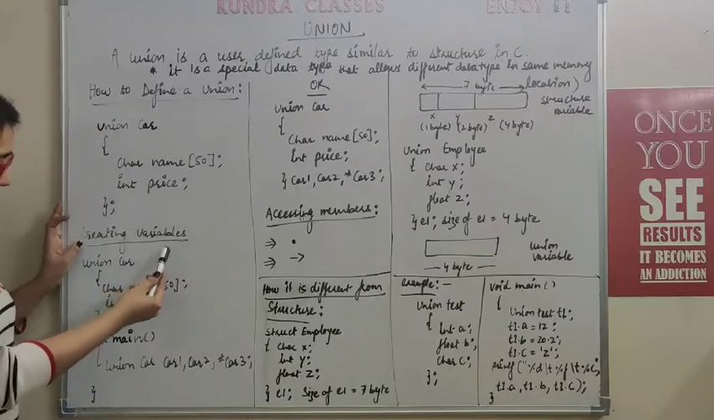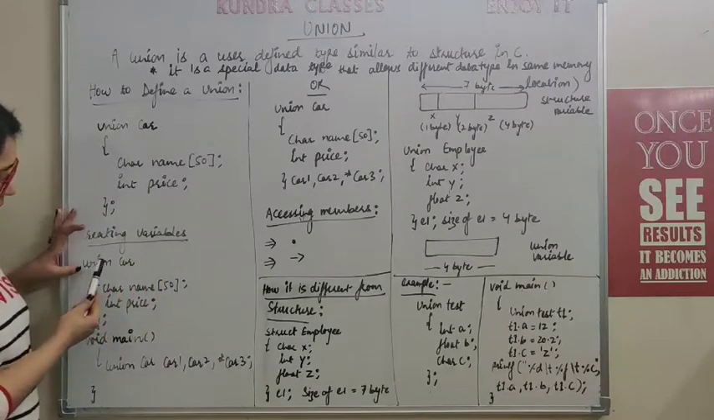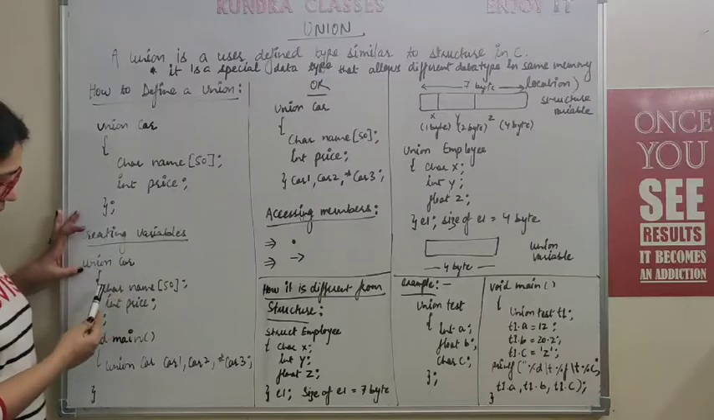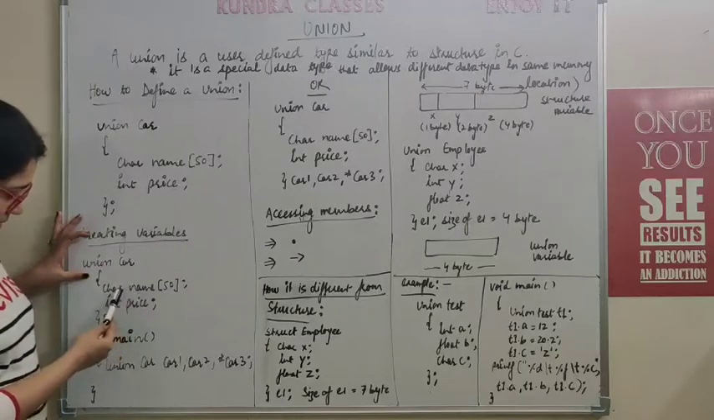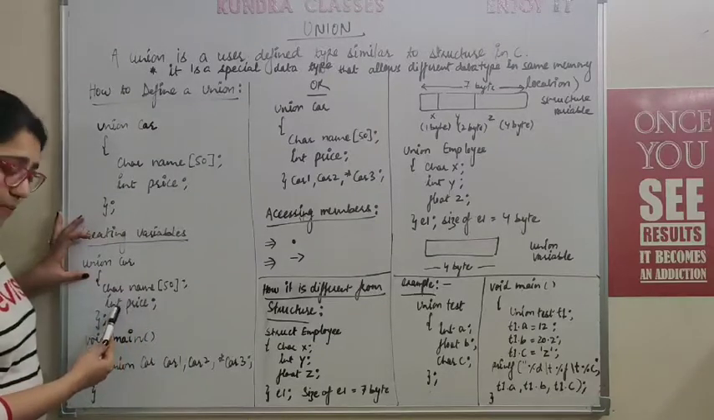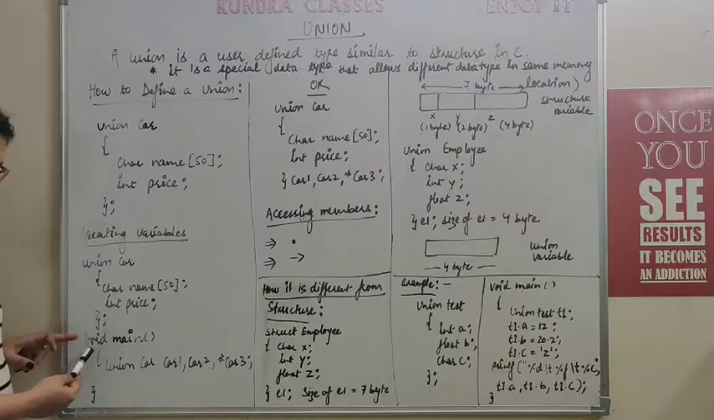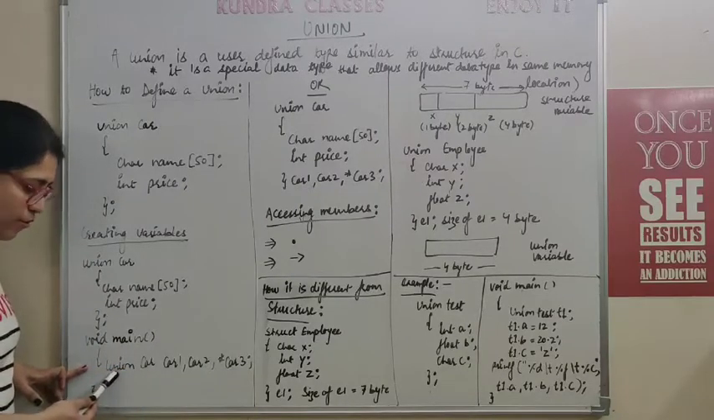Then how to create variables of union. Union के variables को create करने के लिए let's see, union car हमने create किया है. Inside this we have created 2 elements, name and price. Name is of character type, size 50, and price is of integer type. Then closing brace, semicolon.